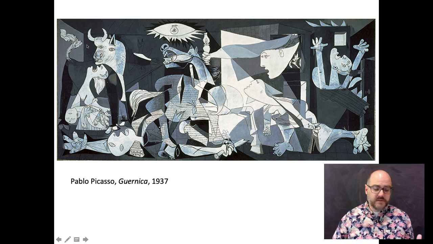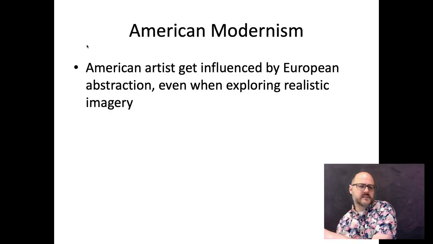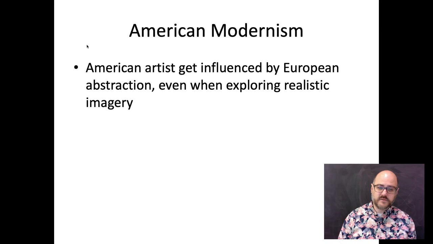The bull, which Picasso uses a lot as a metaphor for Spain because of bullfights, but he also represents himself a lot as a minotaur, this mythological half beast, half man. Really interesting depictions. This is when modernism comes to the United States. Picasso moves to the United States.